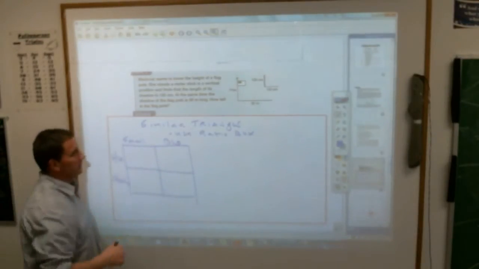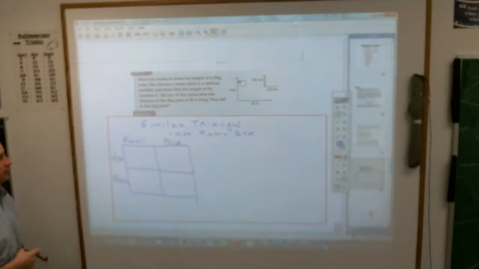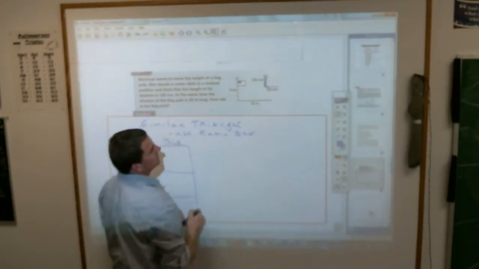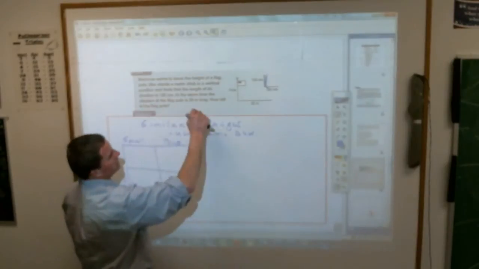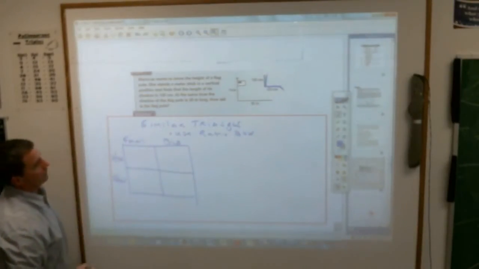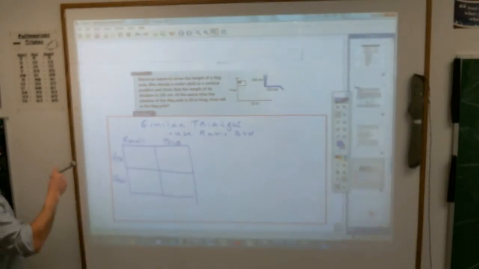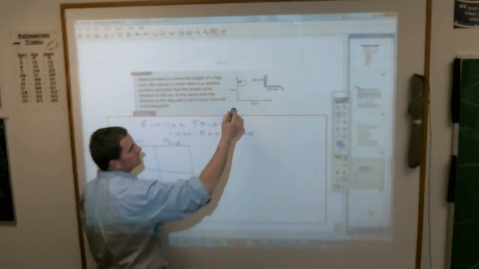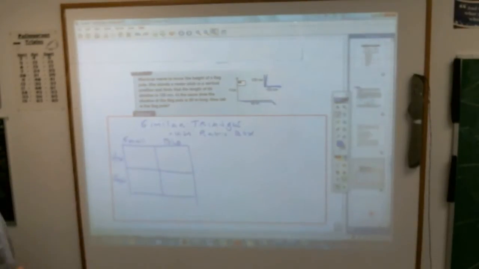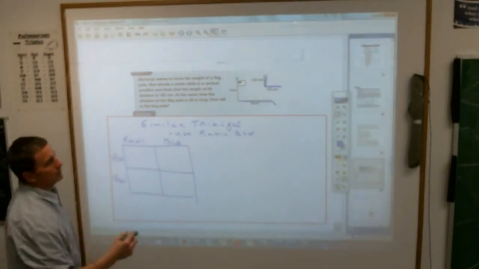So when you read something like this problem here, where it says, whoever wants to know the height of a flagpole, she stands a meter stick in a vertical position. Here's your meter stick in a vertical position. Okay, and the shadow it casts is this right here, 120 centimeters. At the same time, the shadow of a flagpole is 30 meters. How tall is the flagpole?